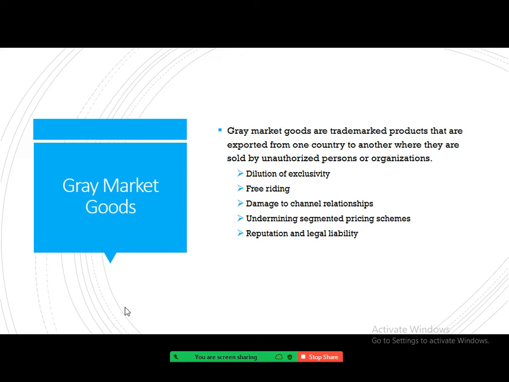Last is reputation and legal liability. Even though gray market goods carry the same trademark as goods sold through the authorized channels, they may differ in quality, ingredients, or some other way. Gray market products can compromise manufacturers' reputation and dilute brand equity. As when prescription drugs are sold past their expiration date, or electronics equipment is sold in markets where it is not approved for use, or where the manufacturers do not honor the warranties. I have taken the example of Nokia in the same way.